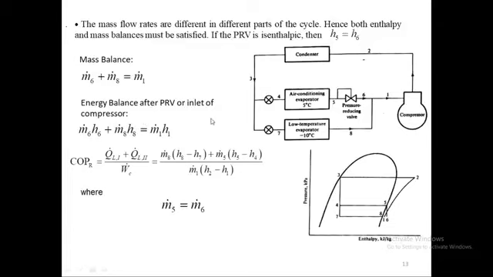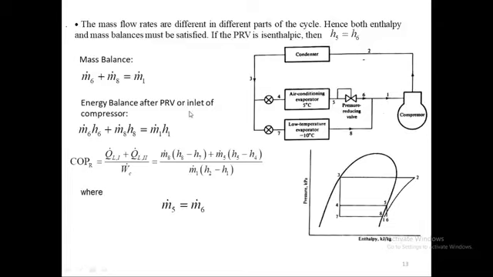Energy balance after the PRV, at the inlet of the compressor. What is flowing in is M dot 6 and H6, and M dot 8 and H8, and what is leaving is at point 1. So M dot 6 H6 plus M dot 8 H8, what is coming in at this point, should be equal to what is leaving from here, which is M dot 1 H1.